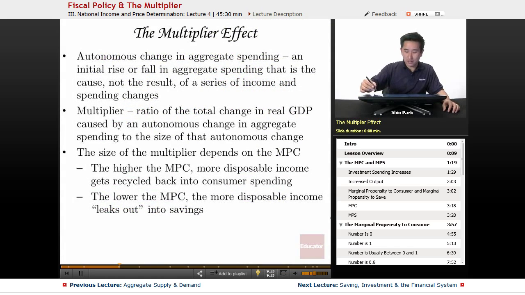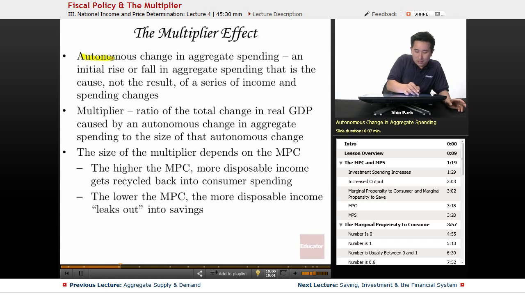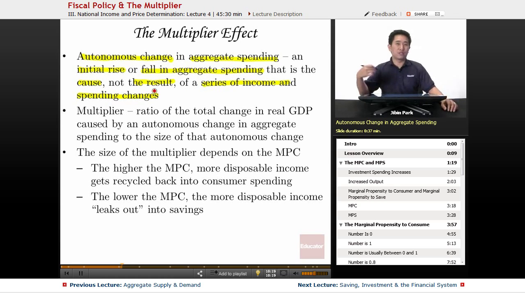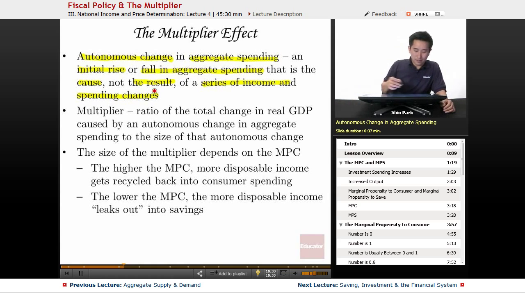So the multiplier effect, how does that work here, and what's the actual definition of this multiplier effect? So multiplier effect is basically this autonomous change in aggregate spending. That is an initial rise or fall in aggregate spending that is the cause, so that's the beginning, and not the result of a series of income and spending changes. So that is the first thing that happens. So that's the initial increase of $50 million in spending or initial decrease. Now the multiplier is the ratio of the total change in real GDP caused by an autonomous change in aggregate spending to the size of that autonomous change.